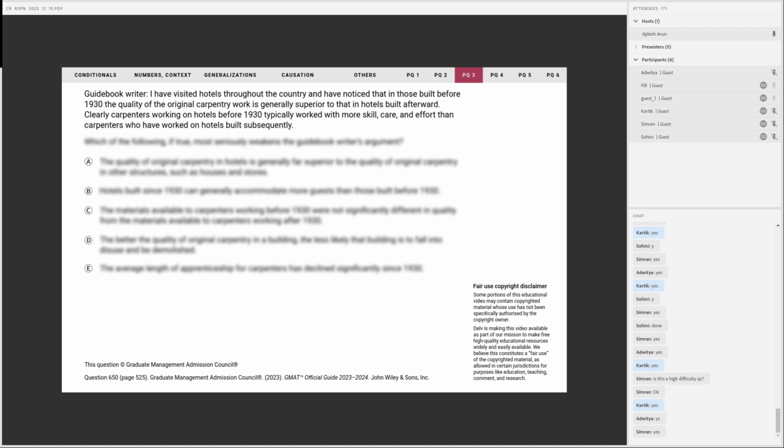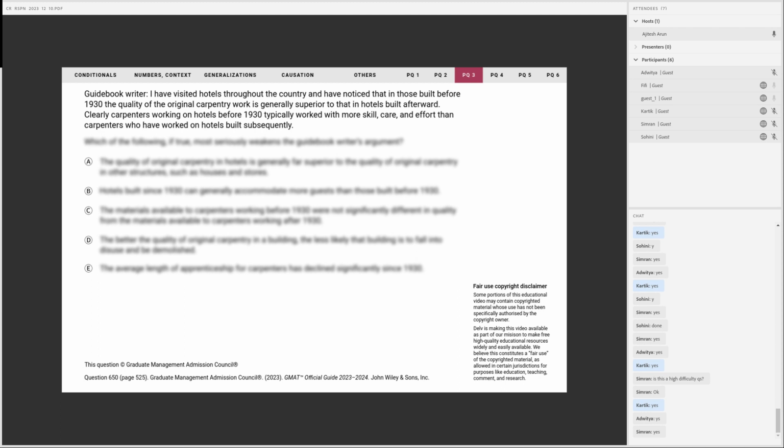Okay, so that's 2.5 minutes. First of all, please check your answers. The correct answer for this question is option D, the fourth option. Now, I'd like you guys to walk me through all of these options, but let me quickly summarize the stimulus. It's quite short, quite straightforward. It just says that this guidebook writer has visited hotels throughout the country, and he or she has noticed that in those built before 1930, the quality of the original carpentry work is generally superior to that in hotels built after 1930.